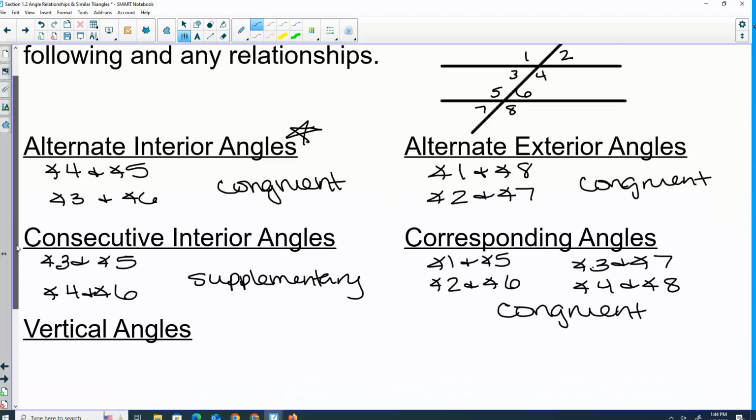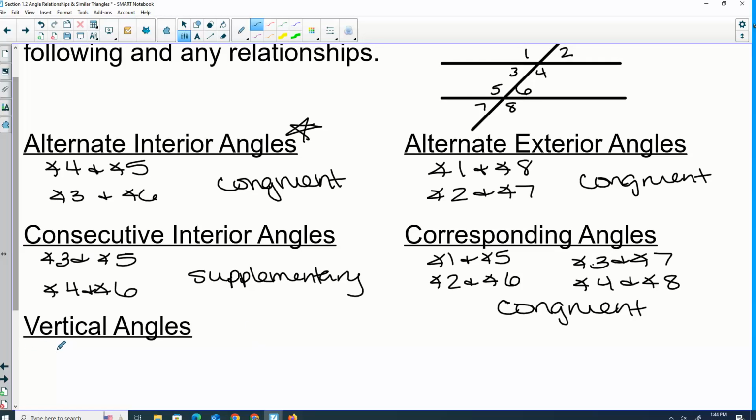And final relationship, vertical angles. Remember, vertical angles make an X. So it'd be like 1 and 4, 2 and 3, 5 and 8, 6 and 7. And what's true about those measures?